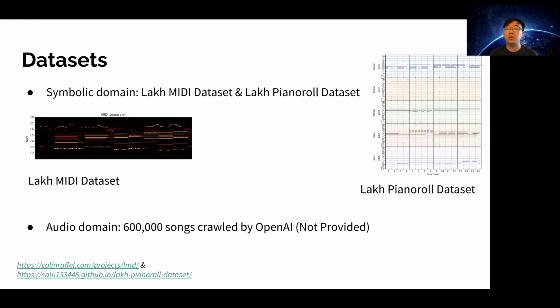So people further processed the Lakh dataset to form the Lakh Piano Roll dataset. The dataset has 21,000 music pieces, and tracks inside them are merged into the common 5 instruments: drums, piano, guitar, bass, and strings. For the third model we tried, OpenAI claimed they used 600,000 songs with lyrics and metadata for training, which we don't have access to.